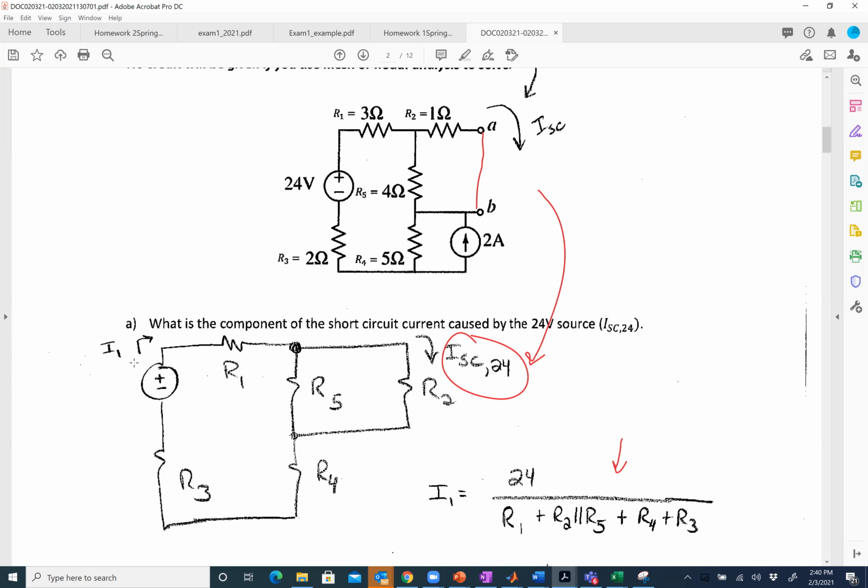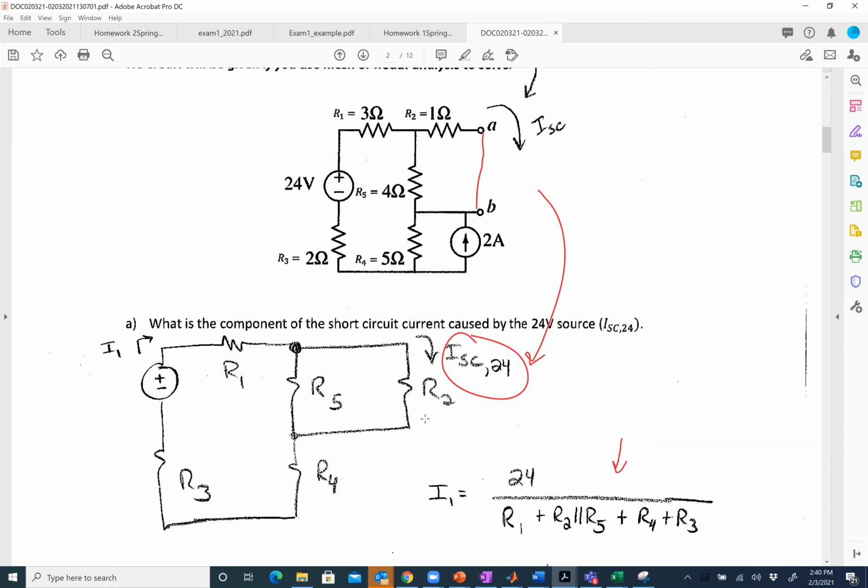Who knows? Anybody? Simplify the circuit. R2 and R5 are in parallel. Yeah, they're in parallel. So how can I use the value for I1 and the fact that R2 and R5 are in parallel? Current divider. It's a current divider. Okay, the current I1 is dividing between those 2 branches.